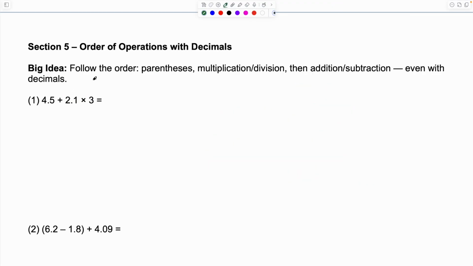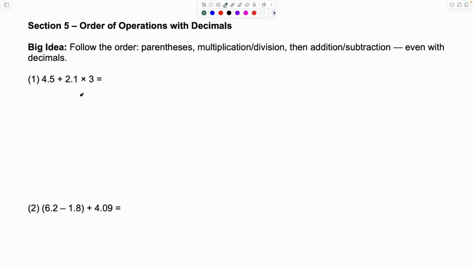Section 5, we have order of operations with decimals. And the big idea for this section is that we're going to follow the order: parentheses, multiplication, division, then addition, subtraction, even with decimals. Question 1, we have 4.5 plus 2.1 times 3. And for this question, we're going to use order of operations. So I'm just going to write out here the phrase PEMDAS, which is just a shorthand way of expressing what I said in the big idea earlier.